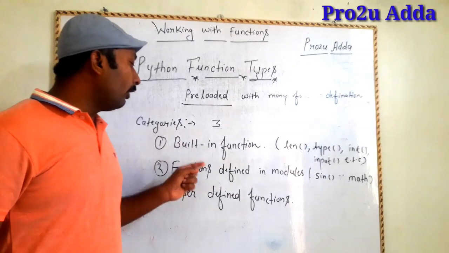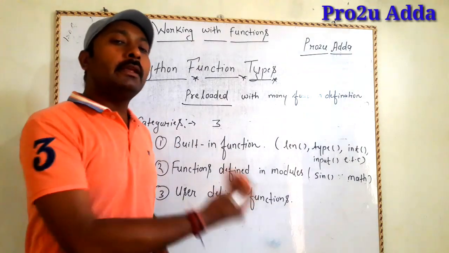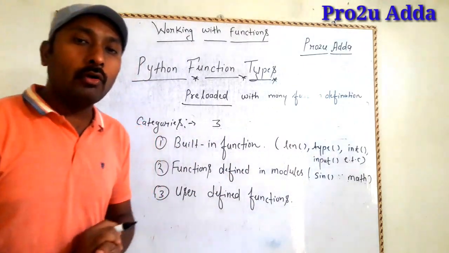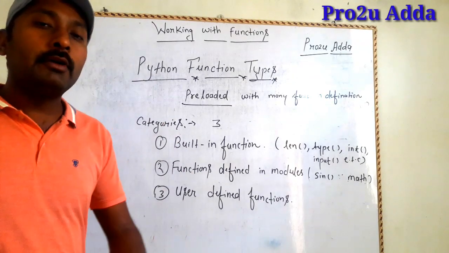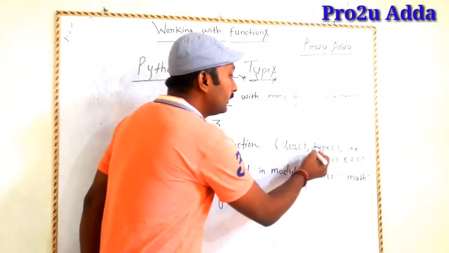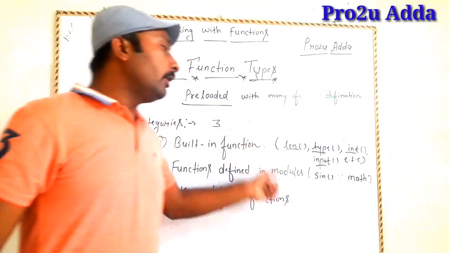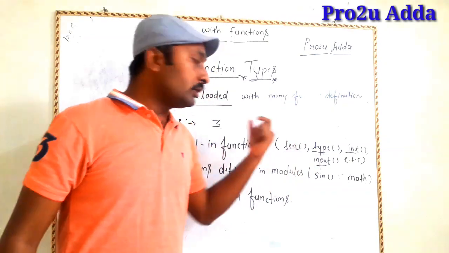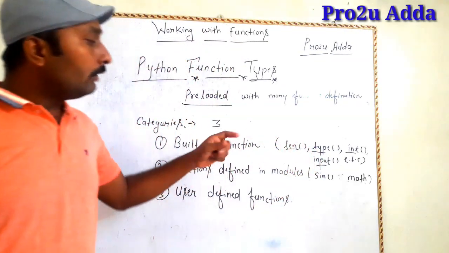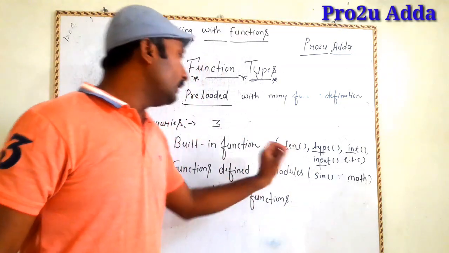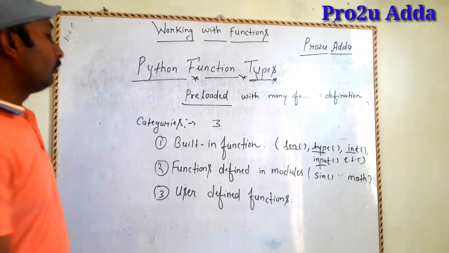The very first is what? Built-in function. Built-in function means what? It is already available in Python. All we have to do is use the words. Which type of words? Names like len, type, int, input. These will not be termed as keywords here, but we can say they are functions which we have to use in a program, and the functioning will be done automatically because it is a built-in function available in Python.